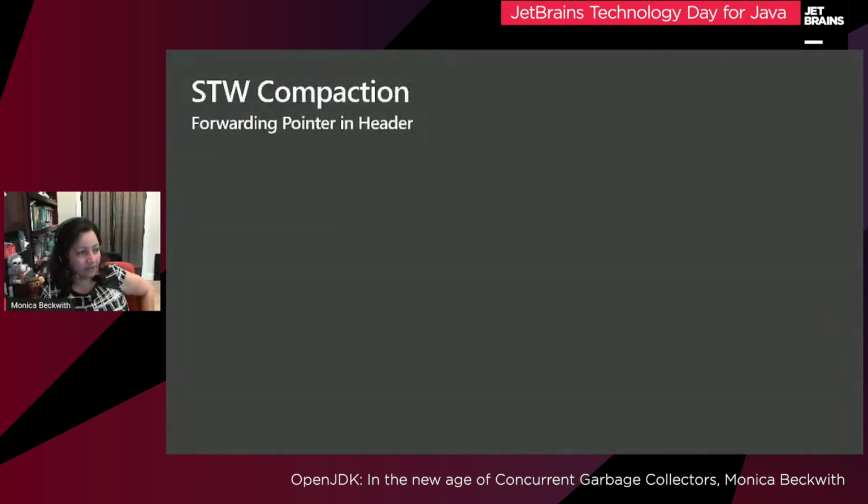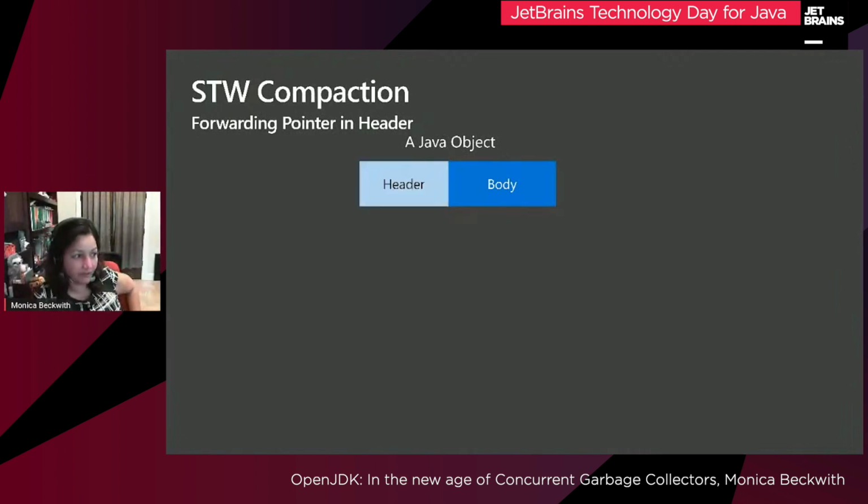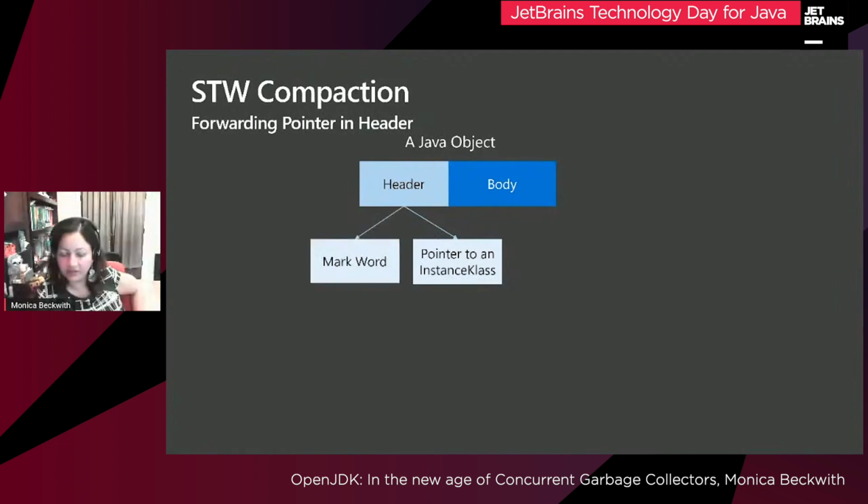How does compaction happen in G1 GC? I was talking about the Java object. Let's not think about value types right now, but let's just talk about the Java object with a header. The header has two different words here. They have the mark word, which I was talking about. Remember, during marking, we need that kind of information. And a pointer to the instance class, which is an internal representation of HotSpot.